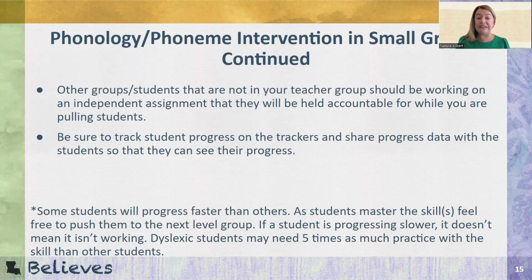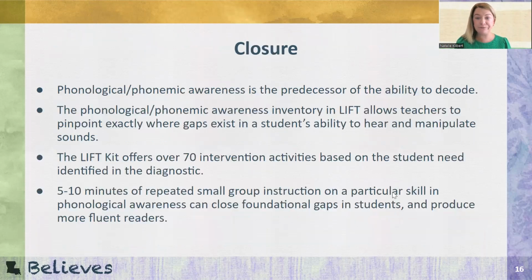Some students will progress faster than others. As students master the skill, feel free to push them to the next level group. So meaning if they are progressing with blending and segmenting, push them to the next group. You can take them out of group and put them in the phoneme manipulation group if you have one of those. If a student is progressing slower, it doesn't mean it isn't working. Dyslexic students may need 5 times as much or more practice with this skill than other students will. It just takes more time for that skill to embed itself than a student who does not have dyslexia.